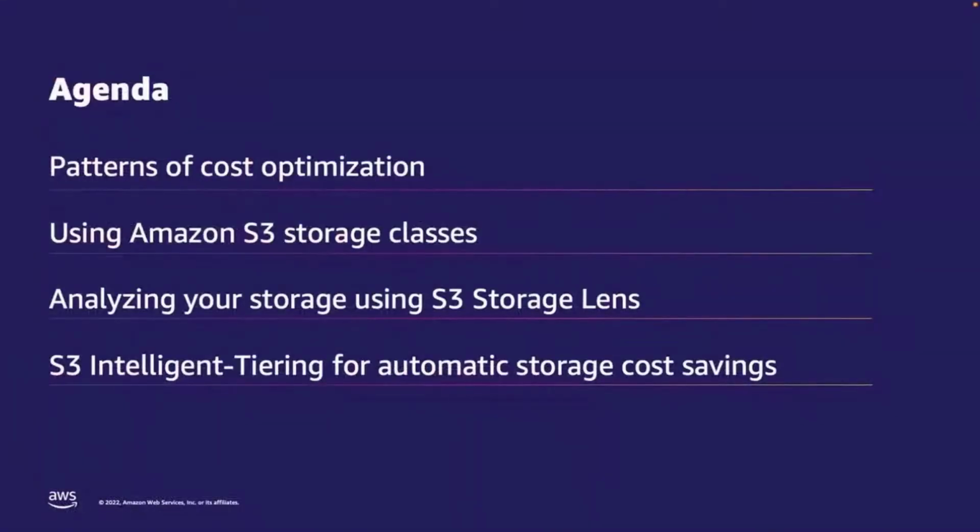And today we'll be talking about S3 storage classes, how customers with different patterns of cost optimization use Amazon S3 to optimize their storage costs. We'll then review how you can use S3 Storage Lens to analyze and act on your storage and storage costs. And finally, we'll double click and dive deep into the S3 Intelligent Tiering storage class, which delivers automatic storage cost savings.